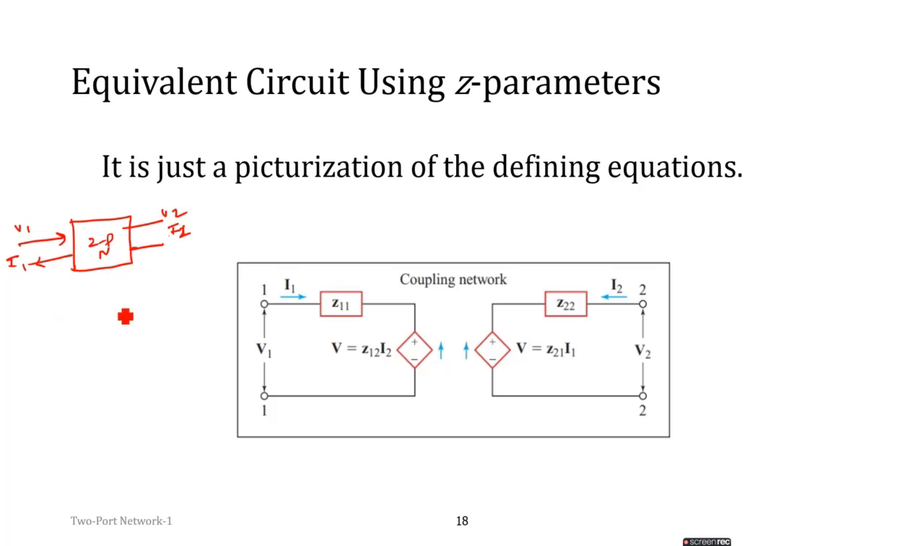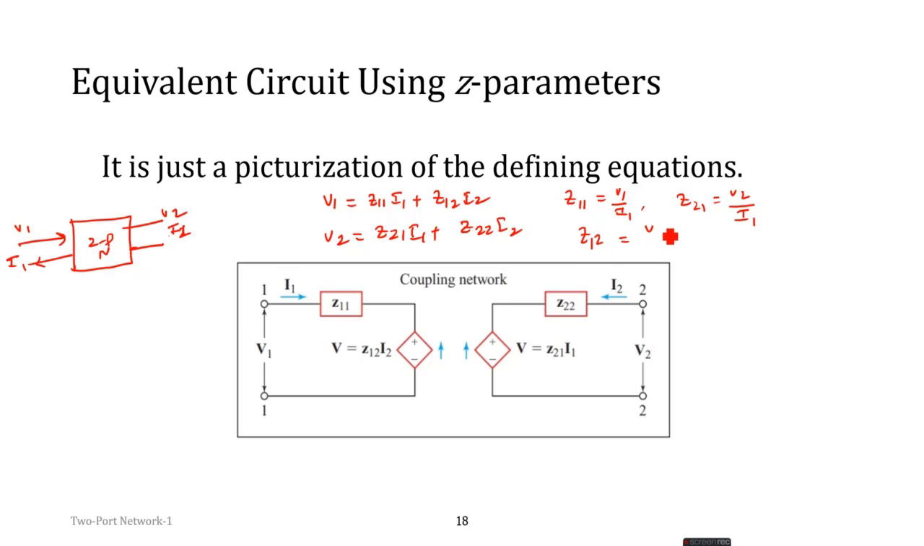Alright, so V1 is what? We can write the equations here. V1 equals Z11 I1 plus Z12 I2. V2 equals Z21 I1 plus Z22 I2. And I will write Z11 equals V1 by I1. Z21 equals V2 by I1. Z12 equals V1 by I2. Z22 equals V2 by I2.